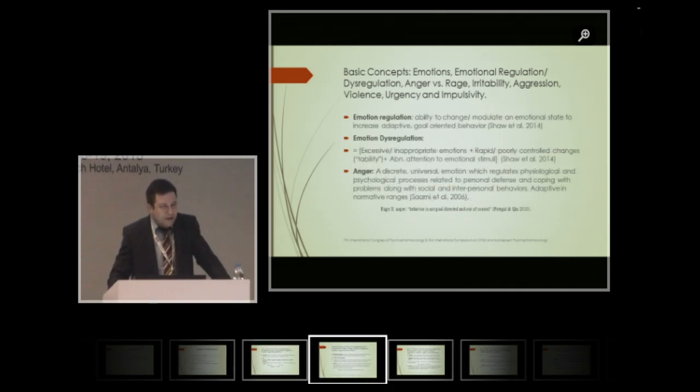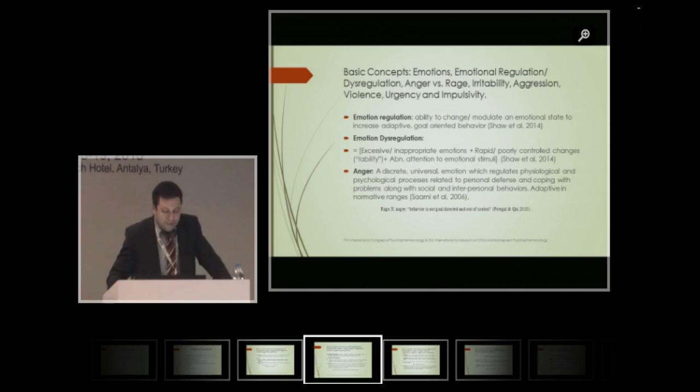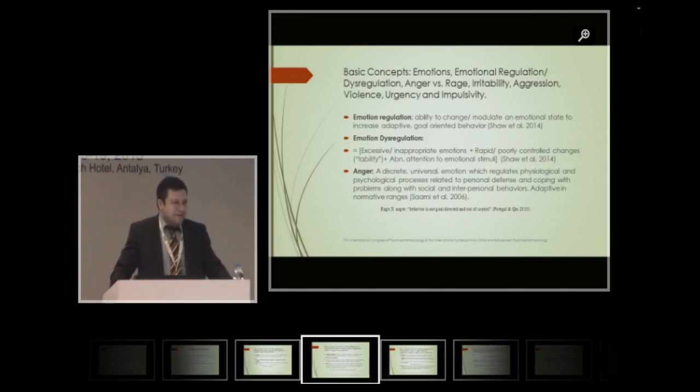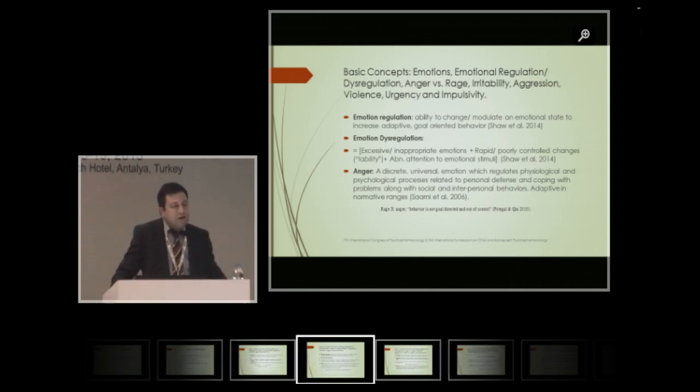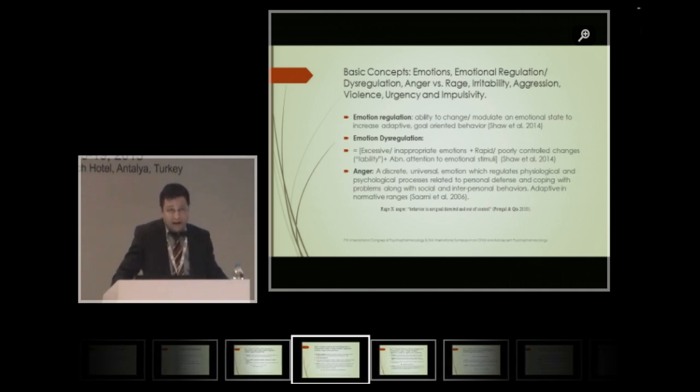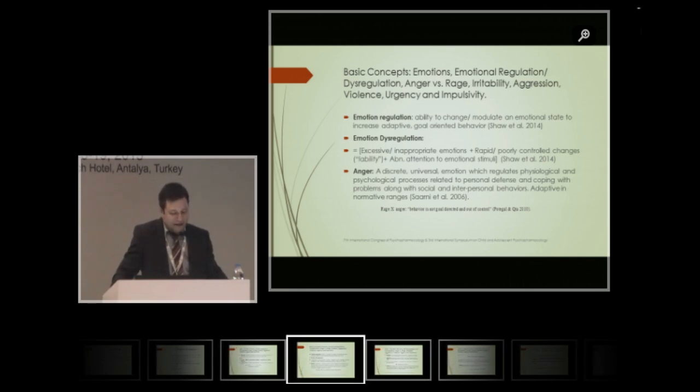So what is emotion regulation? Emotion regulation is changing an emotional situation or regulating a situation to reach a target. So what is emotional irregularity? Actually, we have extreme or inappropriate emotions, rapid uncontrolled changes, affective lability, and abnormal attention to emotional stimulants.